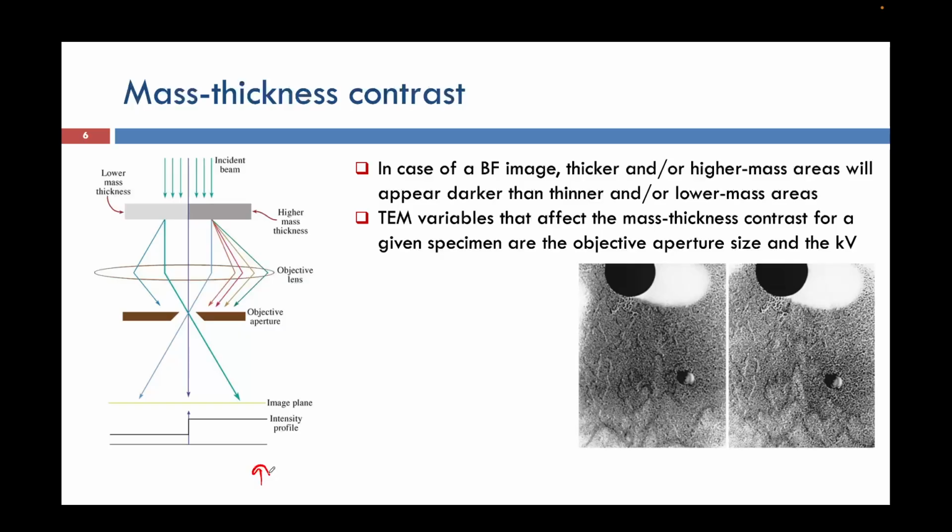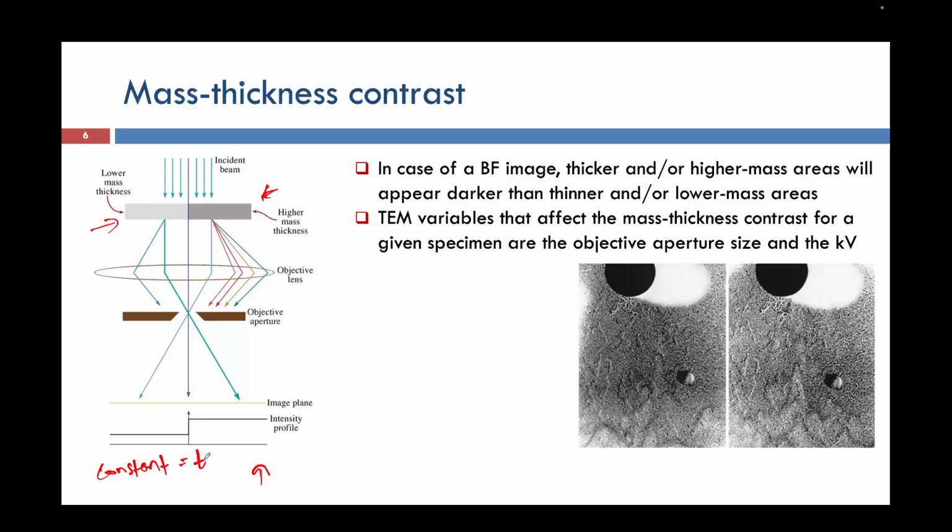And this is the mechanism behind the mass thickness contrast. As you can see, the incident beam is coming, and this is one type of specimen where I have lower mass thickness. Lower mass thickness means lower atomic masses are there in my material, and on the right side of my specimen there are higher atomic mass materials. Since the higher atomic mass material is there, even with a, now in this figure I am assuming constant T, that means constant thickness.